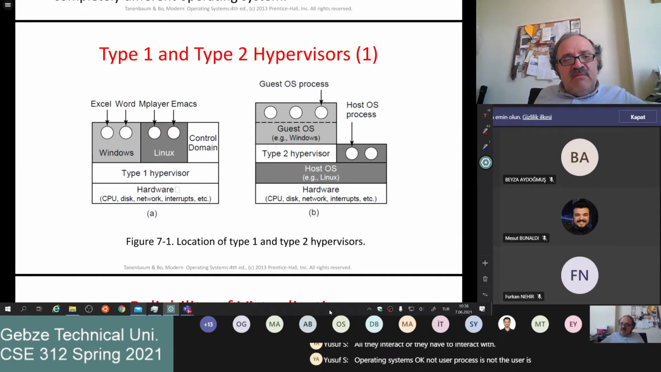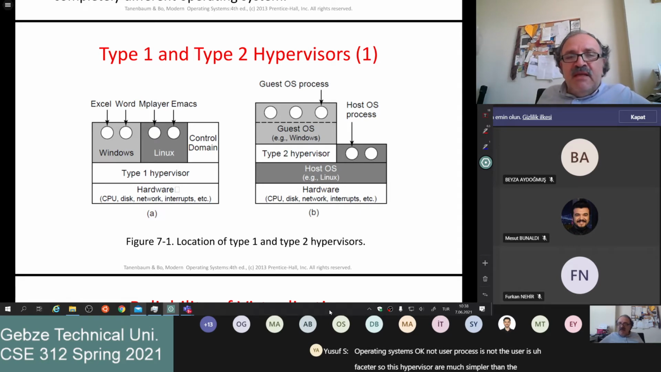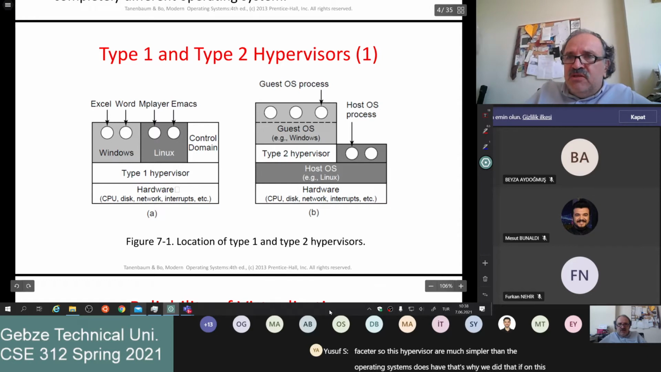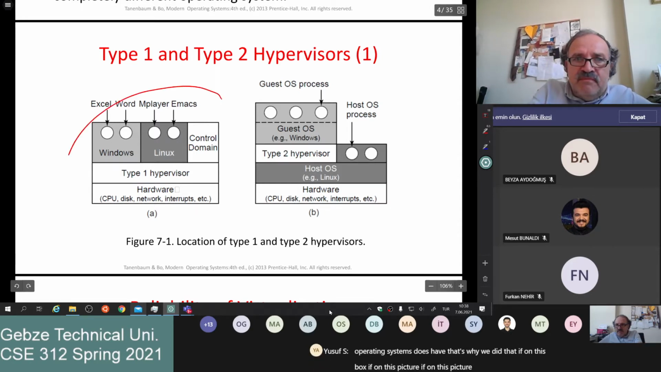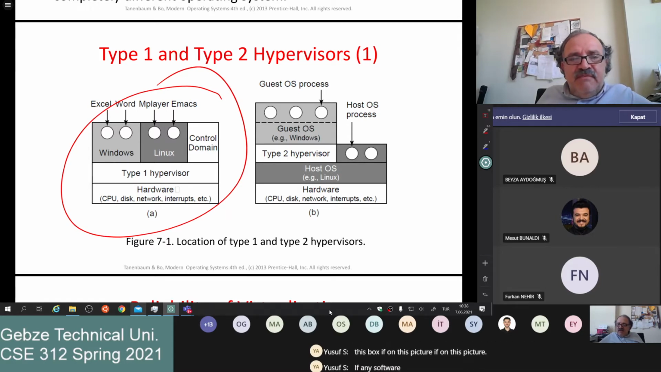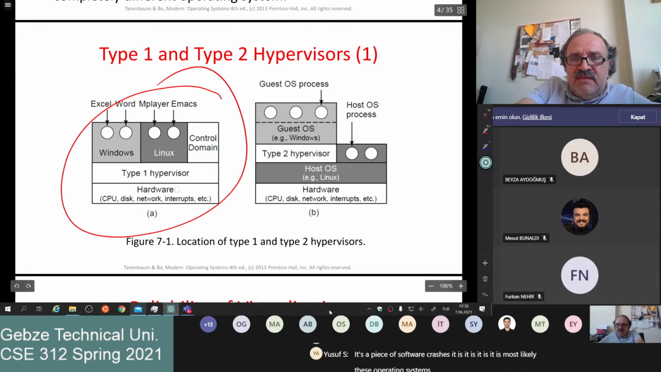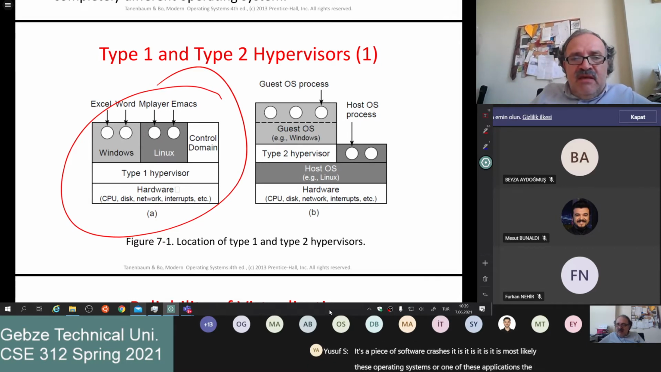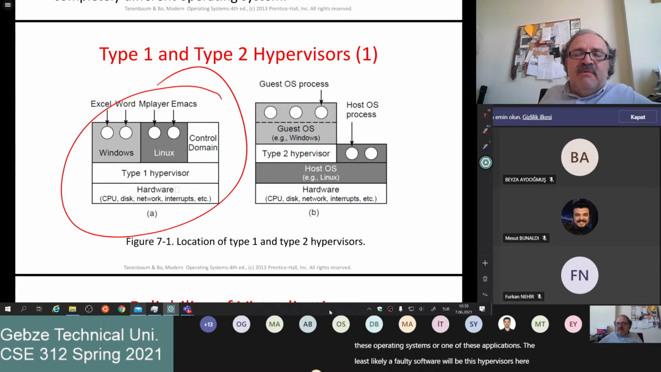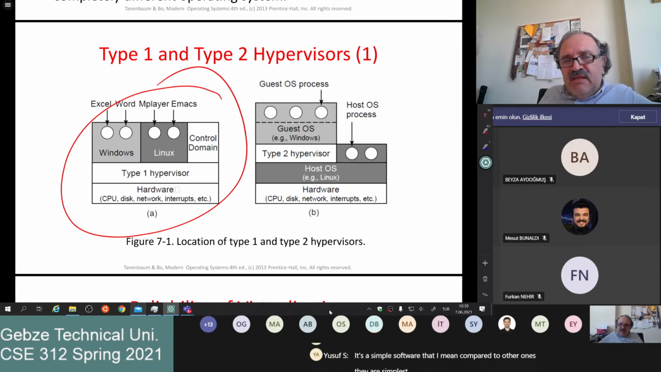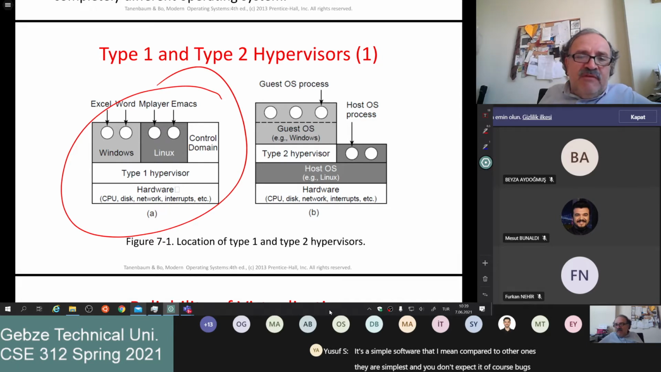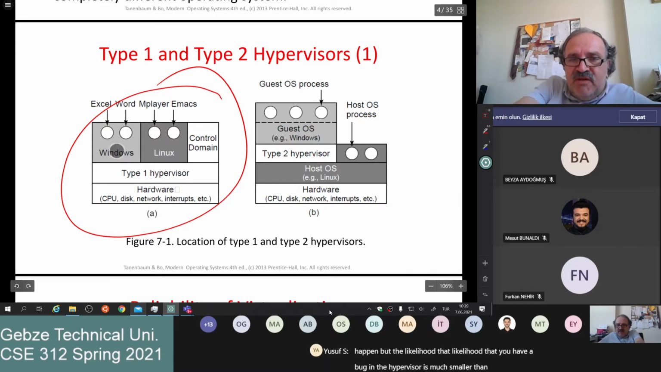So these hypervisors are much simpler than the operating systems themselves. That's why we say that in this picture, if any piece of software crashes, it is most likely these operating systems or one of these applications. The least likely faulty software will be this hypervisor here, because it's simple software. Compared to other ones, they are simpler. Of course, bugs happen, but the likelihood that you have a bug in the hypervisor is much smaller than that you have a bug in Windows or Linux.